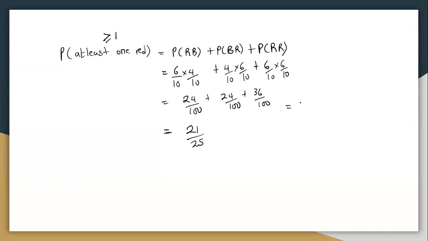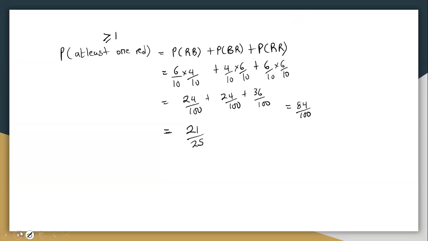Members, those who want, you can first have 84 out of 100, and when you reduce, you get 21 out of 25.